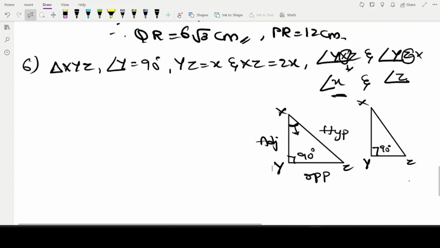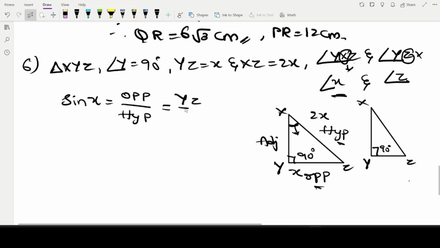So the value of YZ is x, and the value of XZ is 2x. Now the one which combines both the opposite side and the hypotenuse would be sine. So the angle is at x. Sine x equals opposite side divided by hypotenuse. Now the opposite side is YZ, and the hypotenuse is XZ.